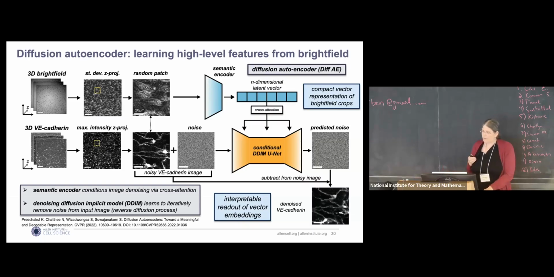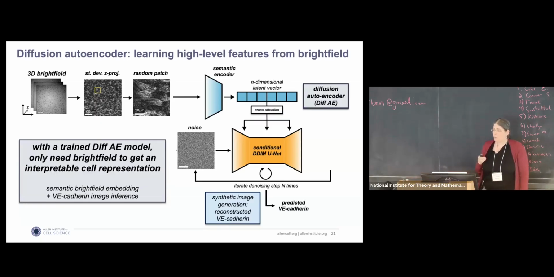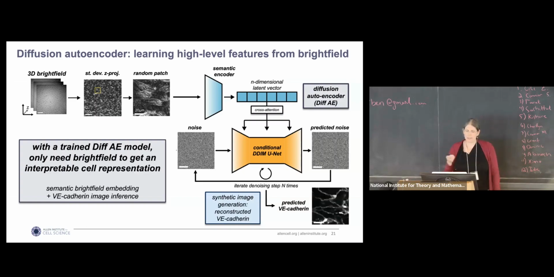And that means that we have an interpretable readout for the vector embeddings, because this is a generative model and we can actually look and see what we see in the latent vector. Once we have trained the model, we only need the brightfield to get these representations, which becomes very powerful in a generalizable way. That wouldn't be the case if we were focused on the VE-cadherin itself.